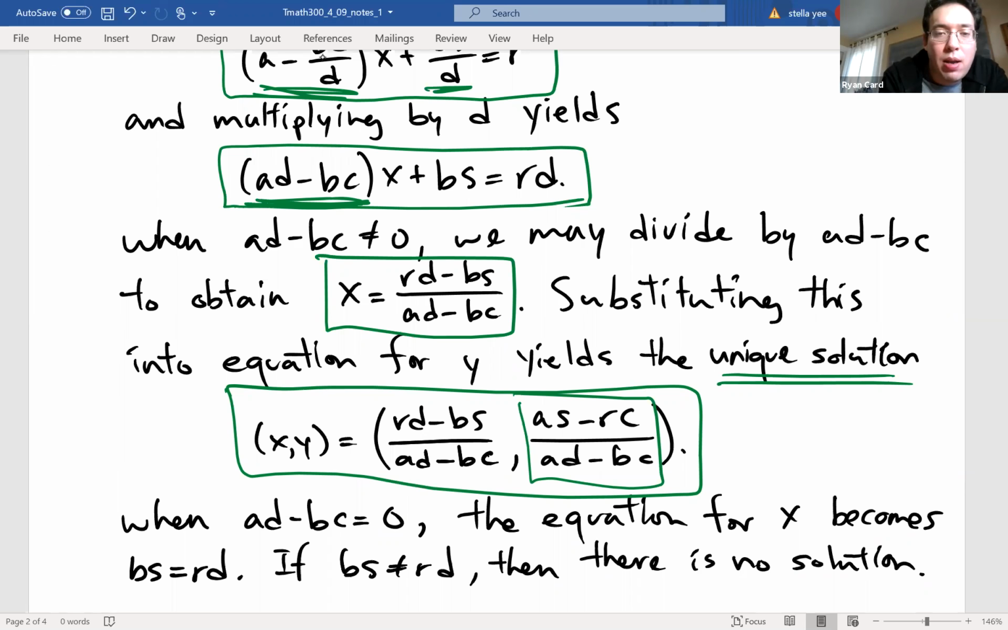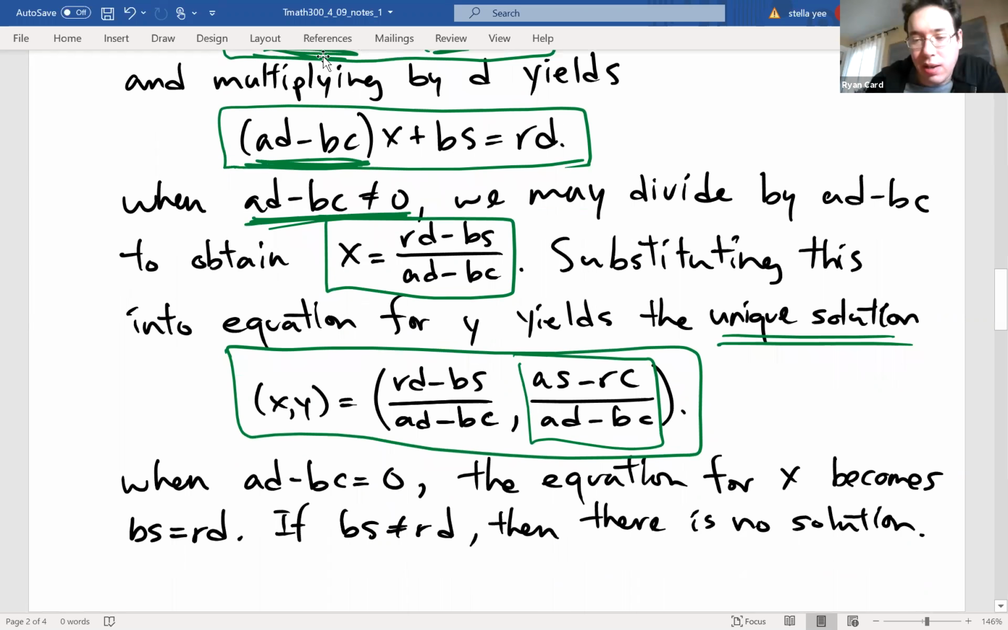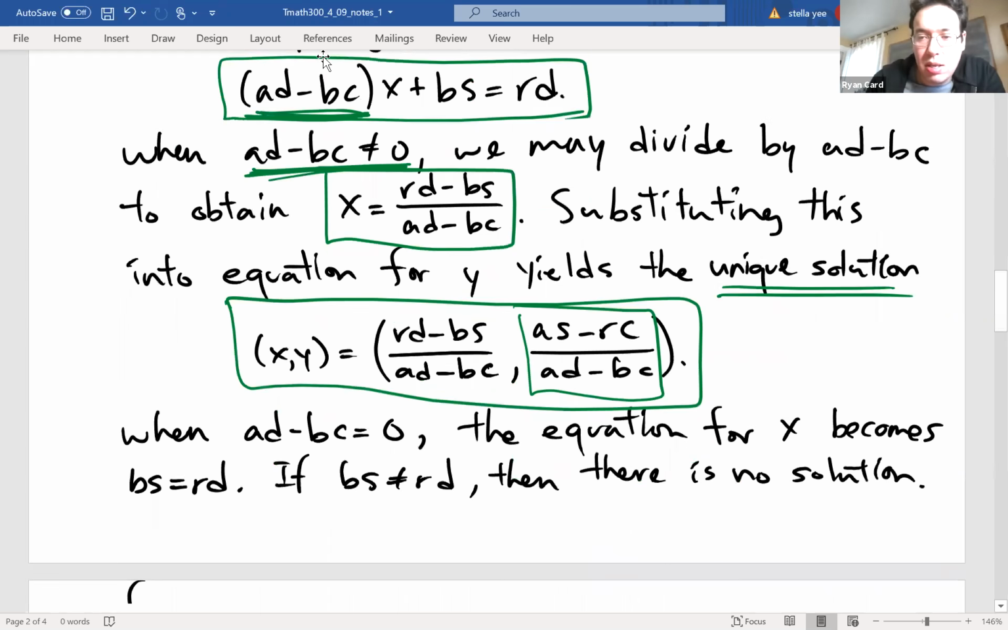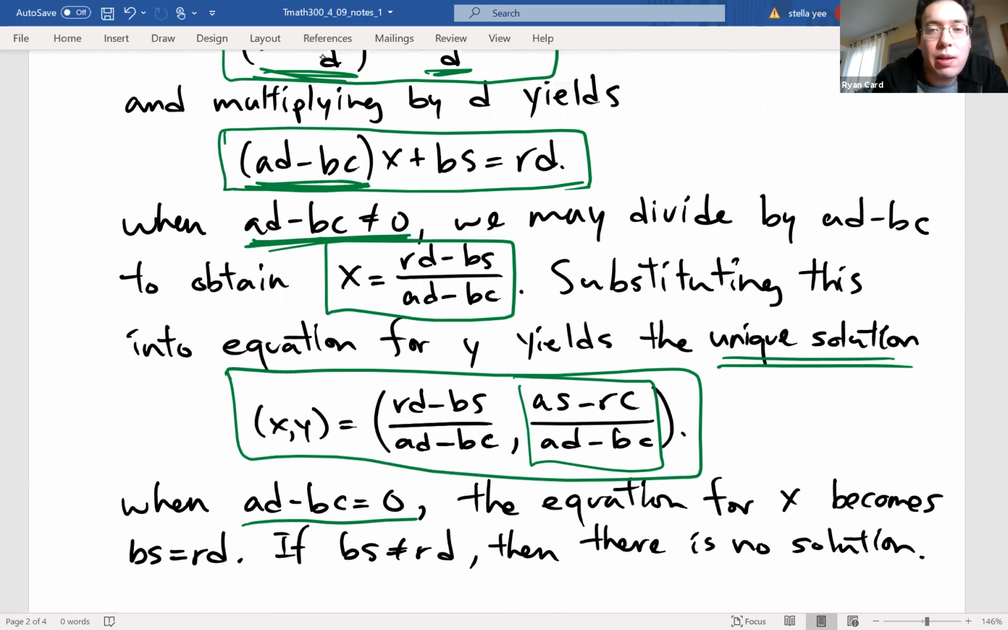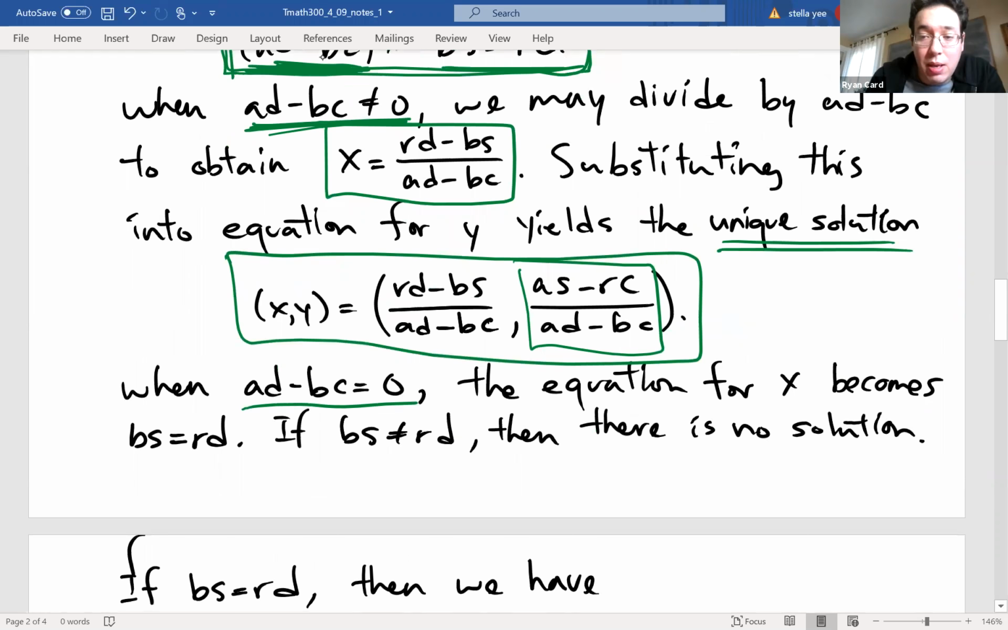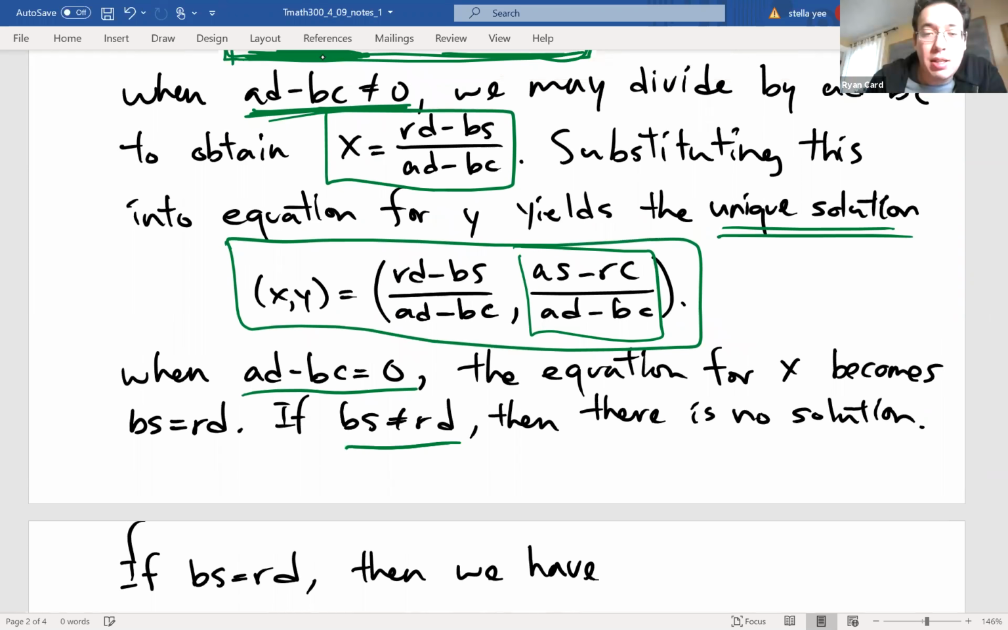This is the case where AD minus BC was not equal to 0. Then you could solve for the solution. The second part of the solution was that if they're equal to 0, then you either have 0 or infinitely many solutions. So let's work on that. If AD minus BC is equal to 0, then let's see, this equation right here that we had earlier, if this coefficient was equal to 0, it just reduces to BS is equal to RD. So that might be true or that might not be true. So if BS is not equal to RD, then there's no way to make that equation true.